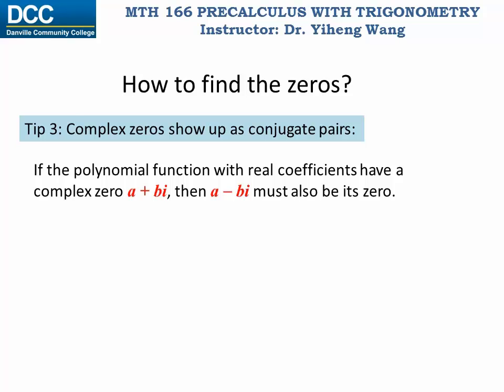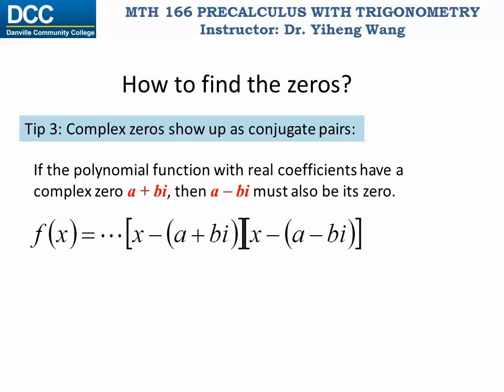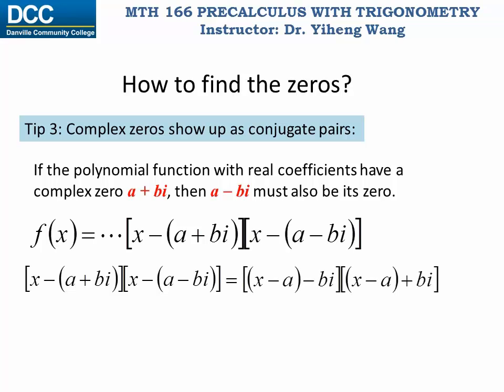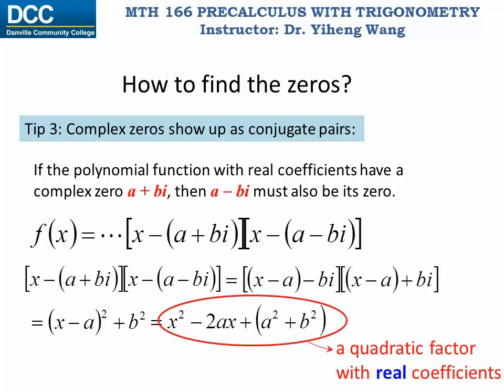So these two complex zeros, a plus bi and a minus bi, correspond to two linear factors, x minus a plus bi and x minus a minus bi. And the product of these two linear factors, we can carry out the calculation, becomes x minus a squared plus b squared, which is x squared minus 2ax plus a squared plus b squared. And recognize that this is a quadratic factor with real coefficients.